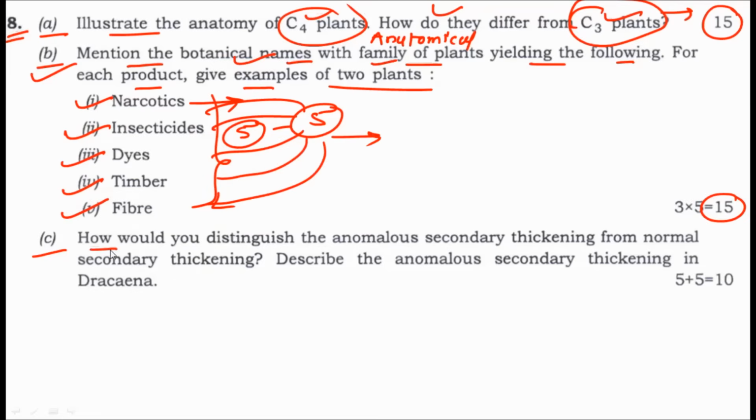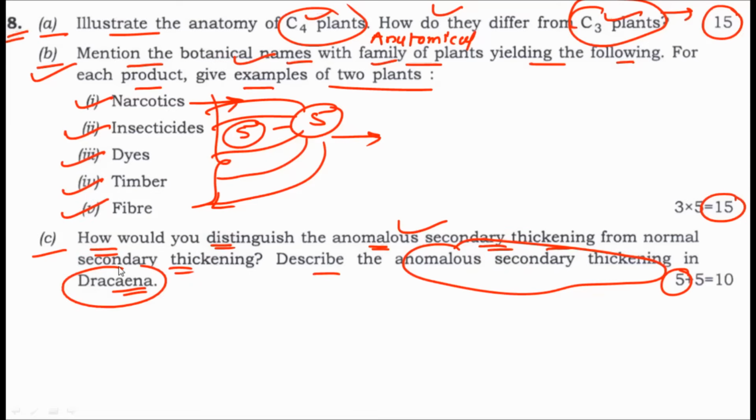The final question is: how would you distinguish the anomalous secondary thickening from the normal secondary thickening, and describe the anomalous secondary thickening in Dracaena? So for explaining the anomalous secondary thickening, you will get 5 marks, and for describing the anomalous secondary thickening in Dracaena, you will get the remaining 5 marks, making it a total of 10 marks.